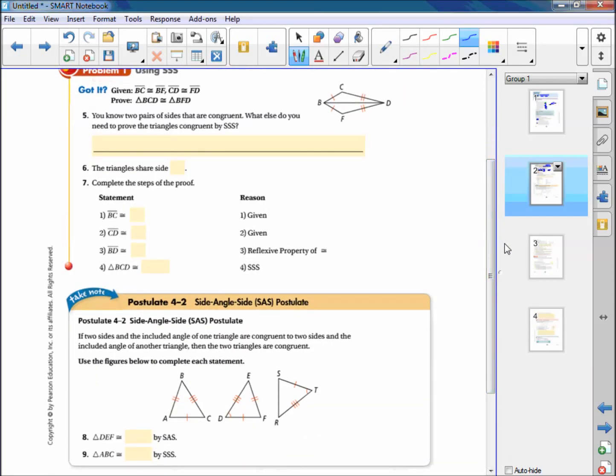So side, side, side, we have here BC, that's this one here, is marked congruent to BF. Okay. And we also have CD, this side, is marked congruent to DF. And we would like to prove that the 2 triangles are congruent. So the top triangle, BCD, and the bottom triangle, BDF, are congruent, or BFD. Okay, so you know 2 pairs of sides are already congruent. What else do you need to use the SSS postulate? Well, we have 2 pairs of sides, so we only need a 3rd side congruent.